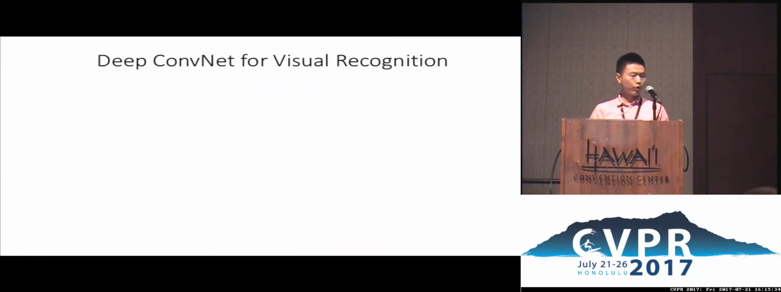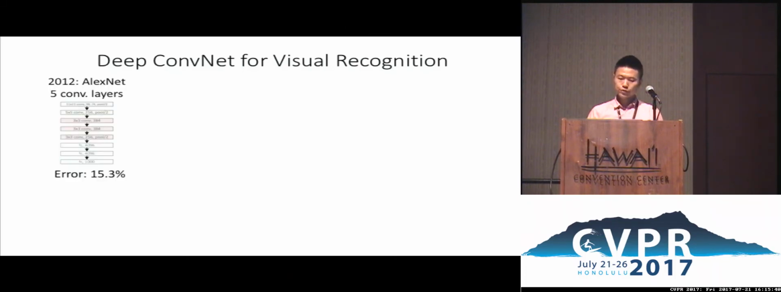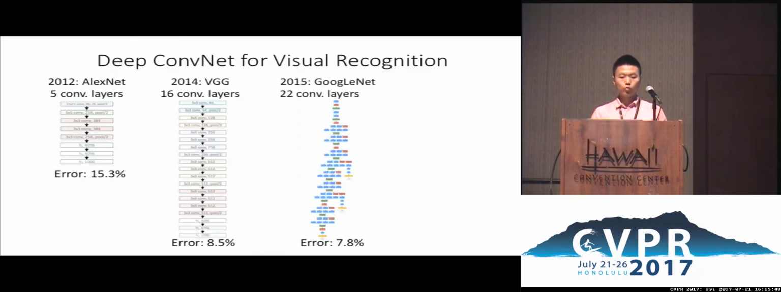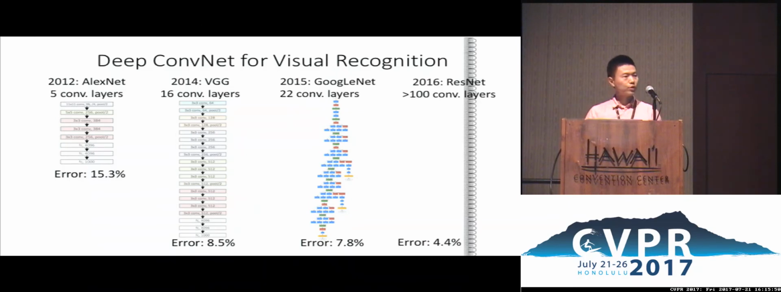Deep neural networks have been widely used for visual recognition. People propose deeper and deeper networks, from AlexNet in 2012 with 5 convolutional layers, to VGG with 16 convolutional layers, to GoogLeNet with 22 convolutional layers, to the recent residual network with more than 100 convolution layers, to achieve the best performance.